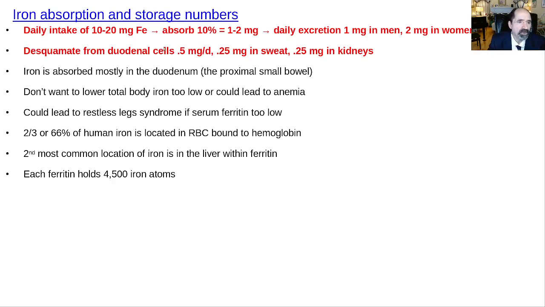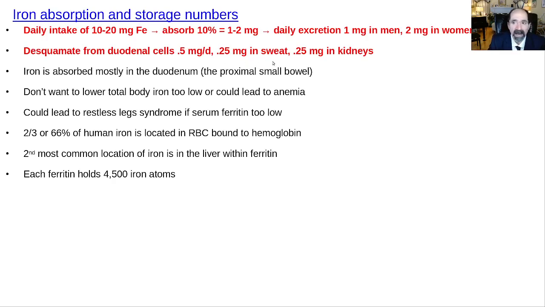Okay, iron absorption. Our daily intake is about 10 to 20 milligrams. Usually we absorb 1 to 2 milligrams of that, about 10%, if we're eating all plants. A man usually excretes about 1 milligram per day. And a premenopausal woman, it comes out to about 2 milligrams per day because she's menstruating. We desquamate some from the duodenal cells. Like I said, they can be sloughed off, about 0.5 milligrams per day. We lose some in our sweat.